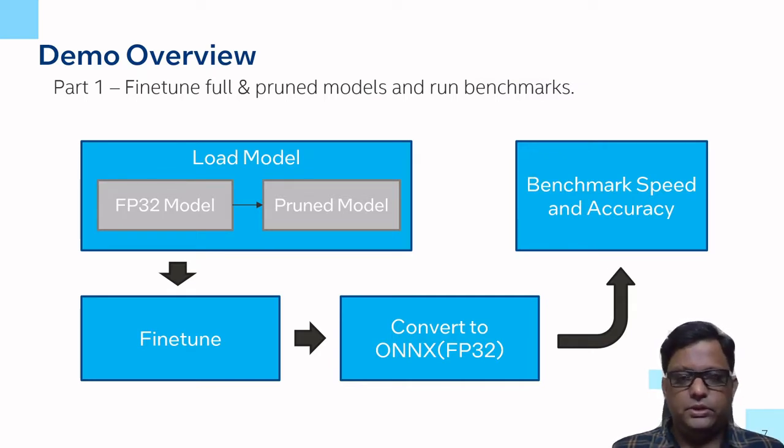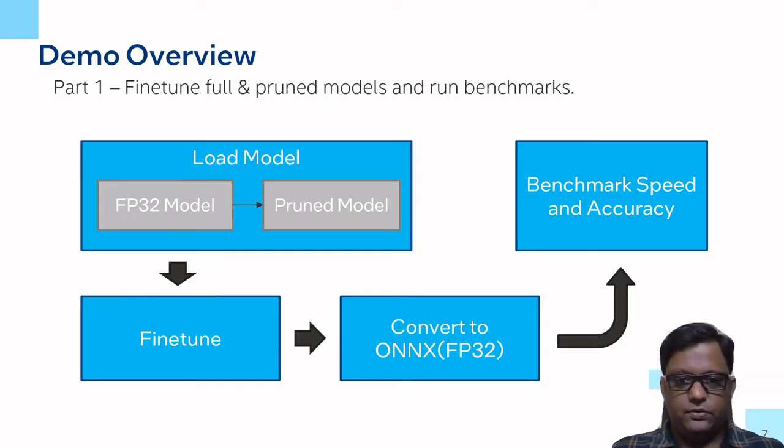Then we're also going to load the data set. We're going to fine tune our models, both the full model and the pruned model, with that specific data set. And once we've done that, we're going to convert both the full model and the pruned model to ONNX FP32 models, right? Then we're going to run a benchmark, which will calculate the speed of inference and the accuracy of these two models, so that we get a perspective on how good or bad both the full and pruned models are, in terms of speed and accuracy.